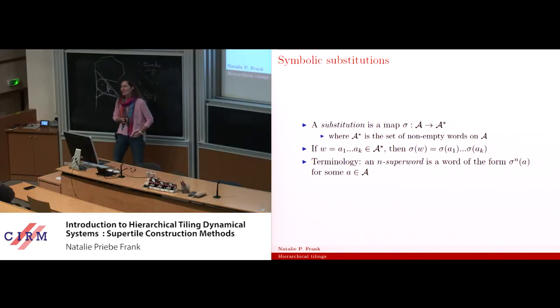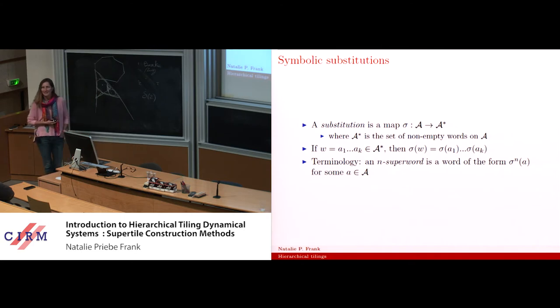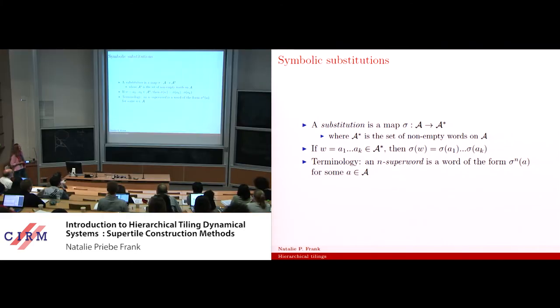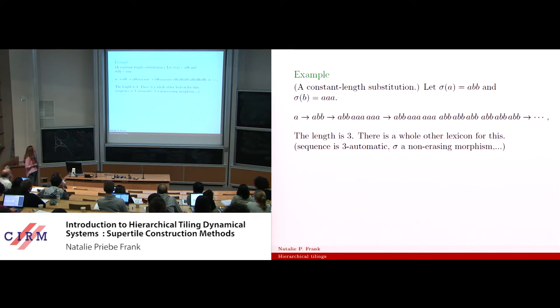I'm not sure about this terminology. For tilings, you call them supertiles, so I thought maybe we would call it an N super word: a word that's just a letter that's been substituted N times. It doesn't have special powers or anything. So here's just the really basic example. I decided to make a constant length substitution on a two-letter alphabet, and I decided the length would be 3.